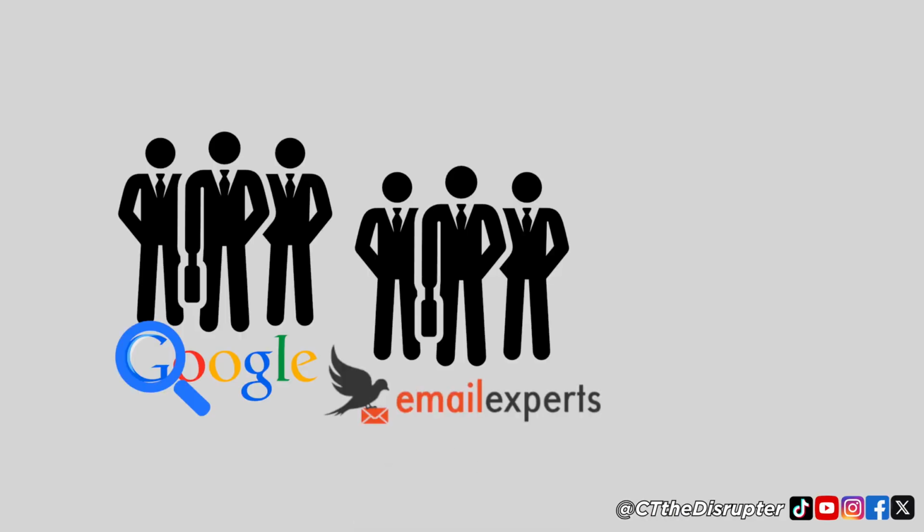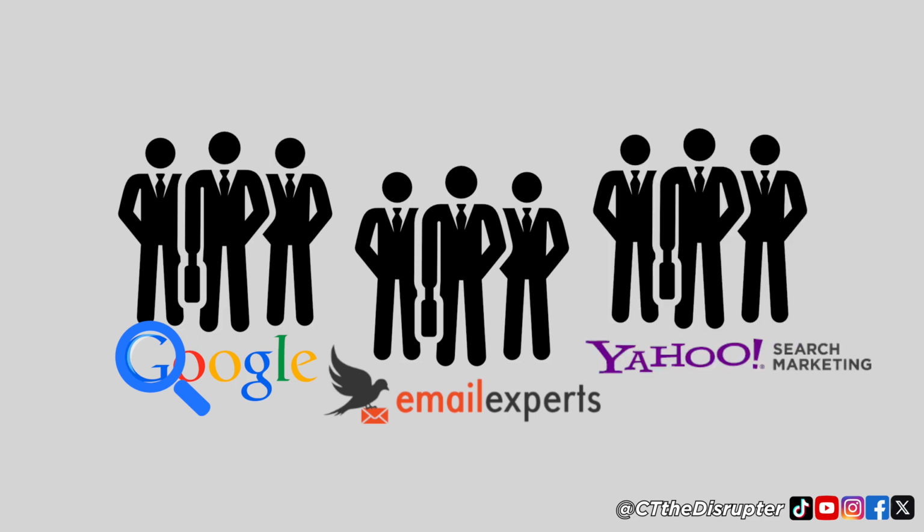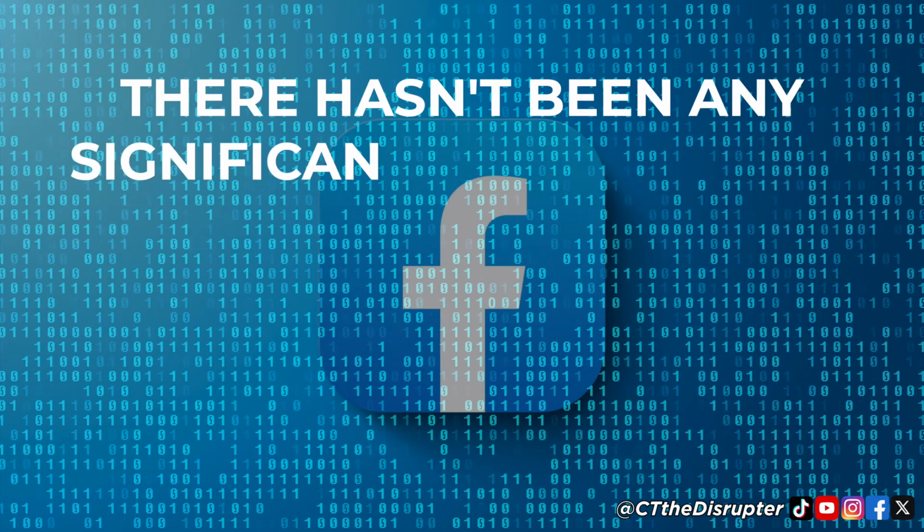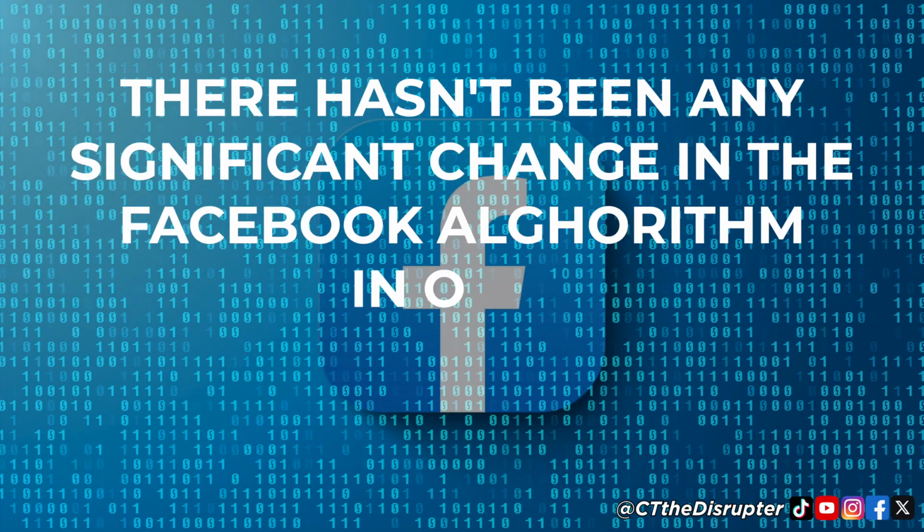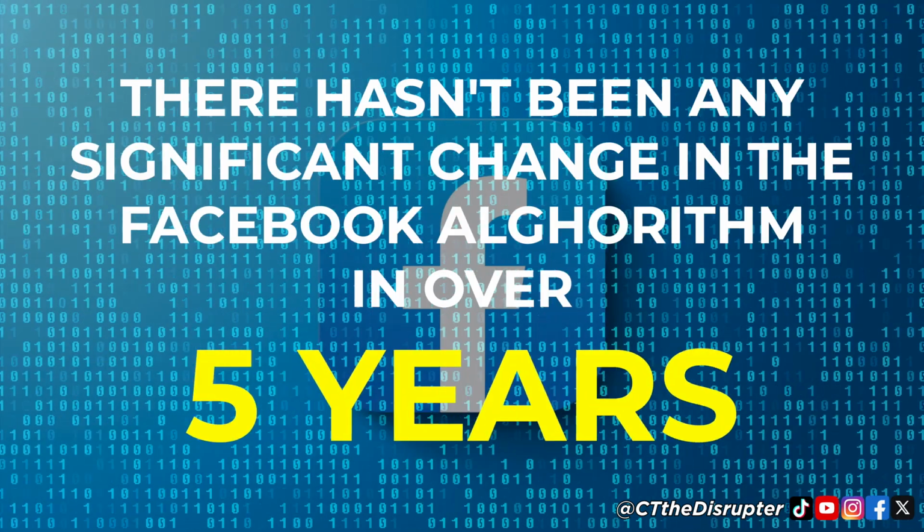These guys learned from email experts and from Google search experts and Yahoo marketing experts. They never adapted. And you can say, well, they're adapting all the time, changing to all the latest changes. There hasn't been any significant change to the Facebook algorithm in over 5 years.